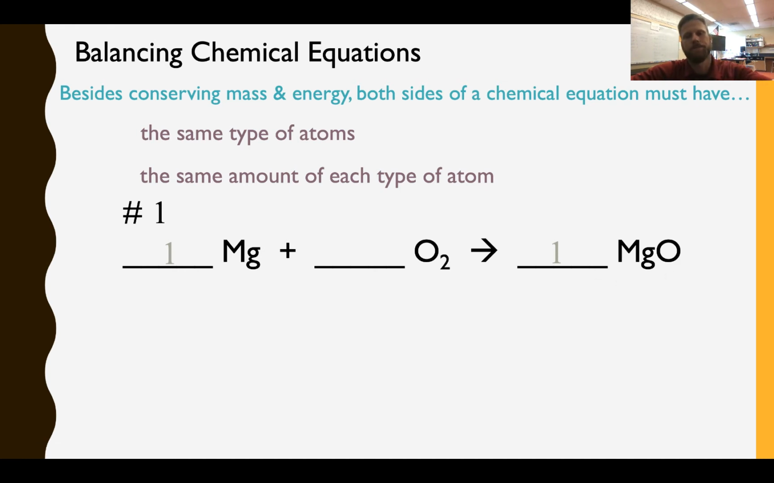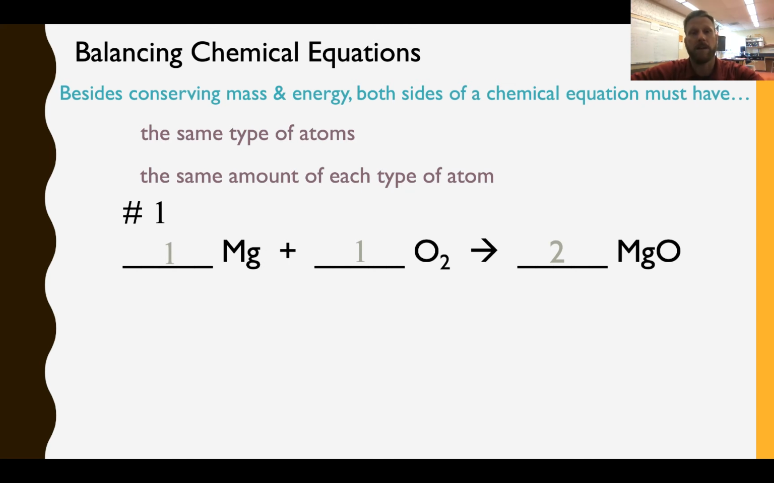Oh man, now what? First of all, take a breath. You can do this. Let's change the 1 in front of MgO to a 2, so that we have 2 oxygens on the product side. Putting a 1 in front of O2 gives us 2 oxygens on the reactant side.